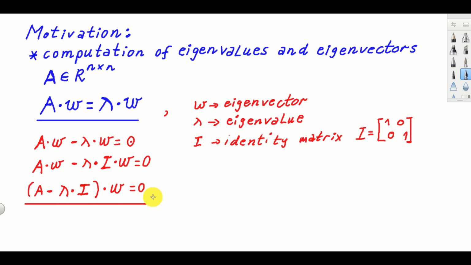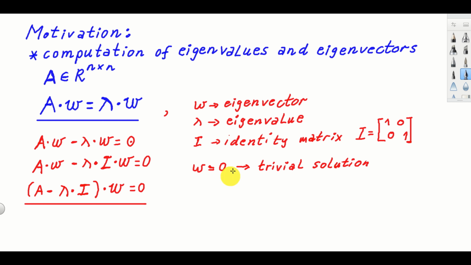Now, from this equation, we want to find the eigenvector. And obviously, this equation has a trivial solution. And the trivial solution is W is equal to 0. This is the so-called trivial solution. So what is a trivial solution in mathematics? Trivial solution in mathematics is a solution whose all entries are equal to 0. That is, over here, all the entries of W are equal to 0.